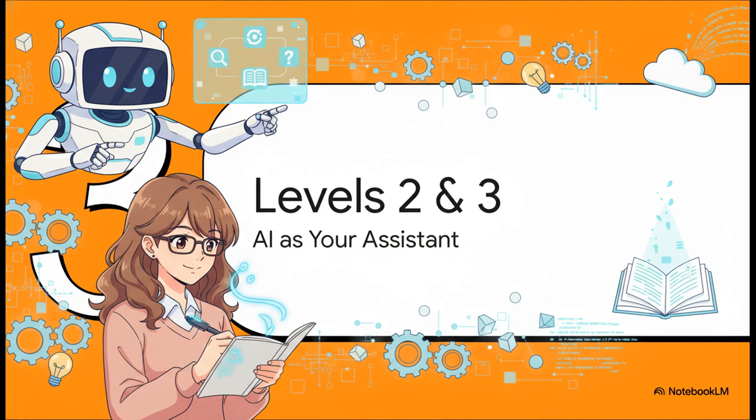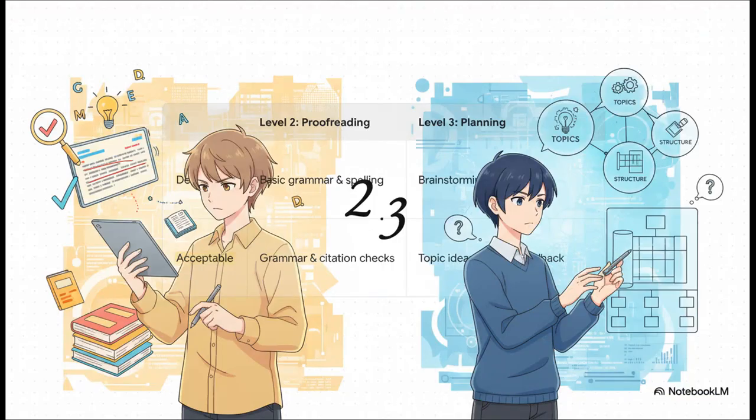Okay, now we're getting into the fun stuff, levels 2 and 3. This is where we can actually start using AI, but in a very specific, limited role. The best way to think about it is AI as a helpful assistant, not as your co-writer. So here's the key difference. At level 2, AI is basically just a proofreader. You can use it to check your grammar, spelling, or citation format, polishing up work that you've already finished writing.